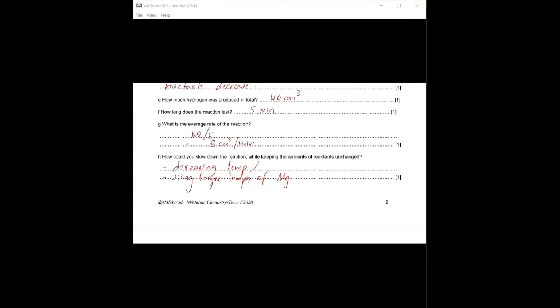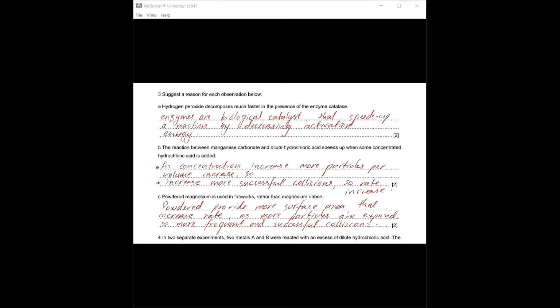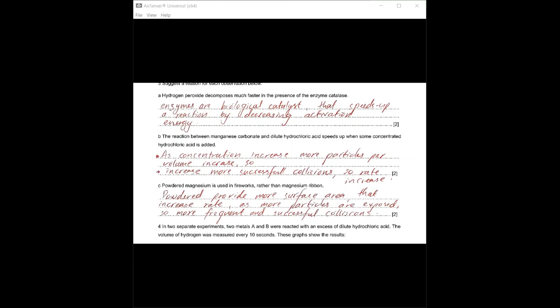How would you slow down the reaction? You can mention any factors of rate of reaction: decrease in the temperature, or using large lumps, or decrease in the surface area of magnesium. Question number 3. Hydrogen peroxide decomposes much faster in the presence of enzyme catalyst. Why? Enzymes are biological catalysts that speed up the reaction by decreasing activation energy. When you explain why a catalyst increases the rate of reaction, it decreases the activation energy. Activation energy is the energy that is required to start the reaction.